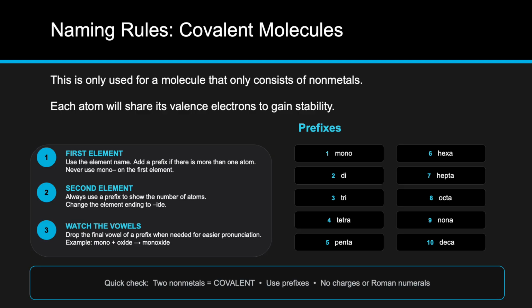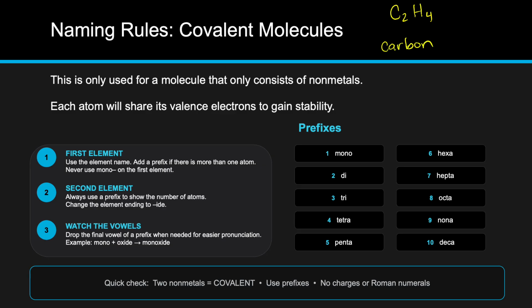All right, now if you are looking at a substance and it is all nonmetals, typically you'd be going to these naming rules for covalent molecules. So if we're looking at something like C2H4, carbon and hydrogen are both nonmetals. So that means we are going to our covalent naming model, which is here. The first rule is to write out the first element. So we have carbon.